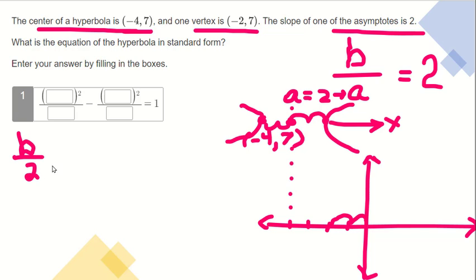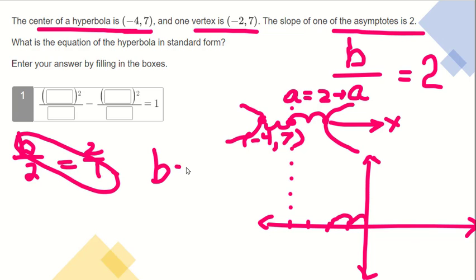So we'll put that right there, and we'll solve for b. b over 2 is equal to 2 over 1. Cross multiply. b times 1 is b. 2 times 2 is 4. So b is equal to 4. Now I think that we have everything that we need to write this in standard form.